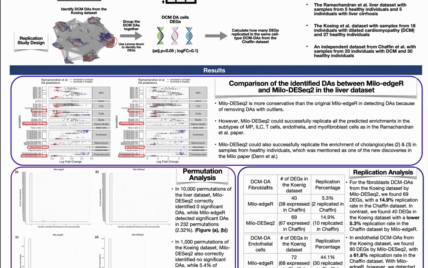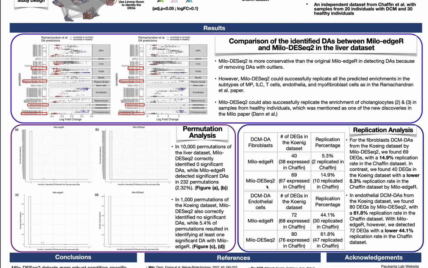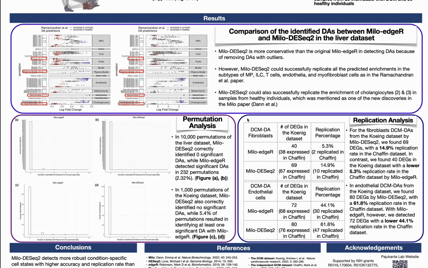First, in the liver dataset from Ramachandran et al., we observed that Milo-DESeq2 is more conservative than the original Milo-HR in detecting DAs because of removing DAs with outliers. However, Milo-DESeq2 is still capable of replicating all of the predicted enrichments in different cell types from the original Ramachandran et al. paper. In addition, Milo-DESeq2 could successfully replicate the enrichment of cholangiocytes 2 and 3 in healthy samples, which was mentioned as one of the new discoveries from the Milo paper from Dann et al.